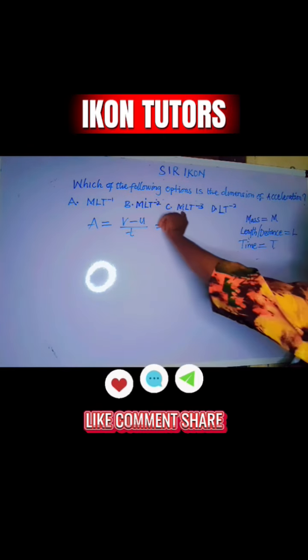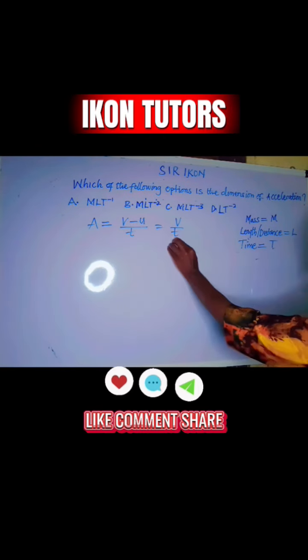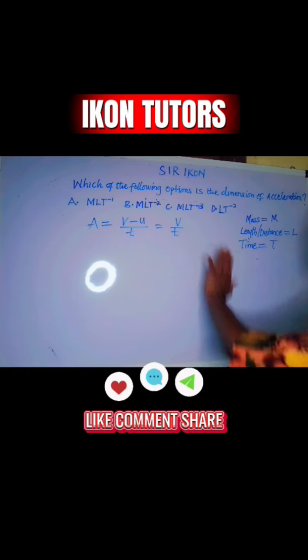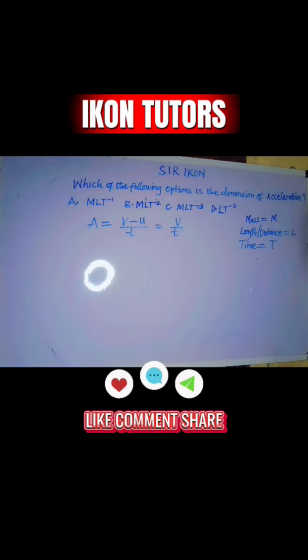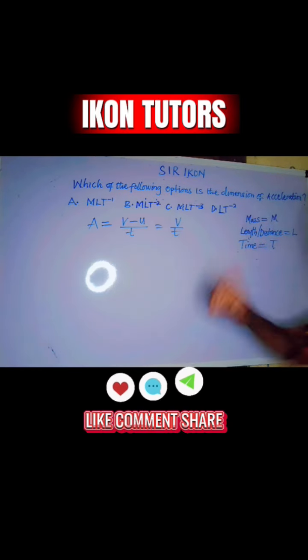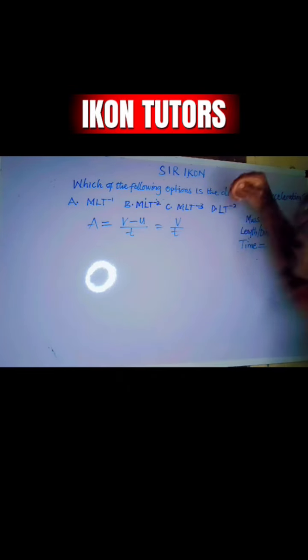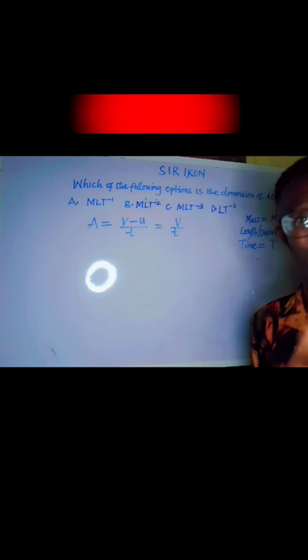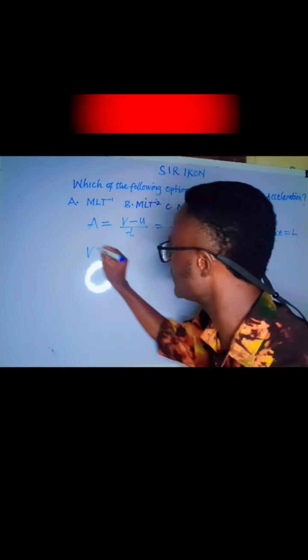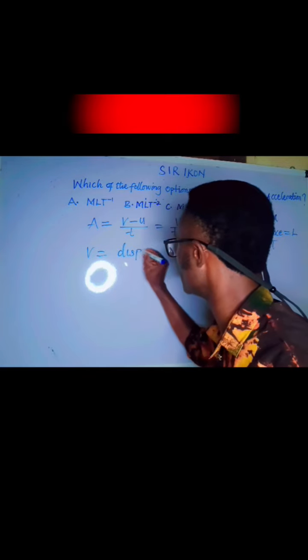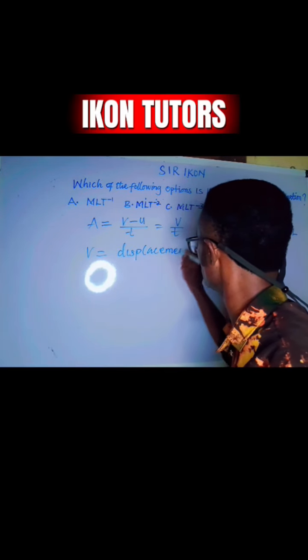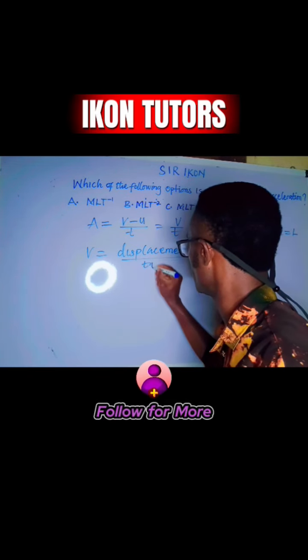So if you look at the formula here, time is a fundamental quantity. That one is correct. You can easily substitute capital T here. But velocity is not here, meaning that velocity is not a fundamental quantity. Therefore, we must derive the dimension of velocity first before we substitute it here to get the dimension of acceleration. Now, velocity is equal to displacement divided by time.